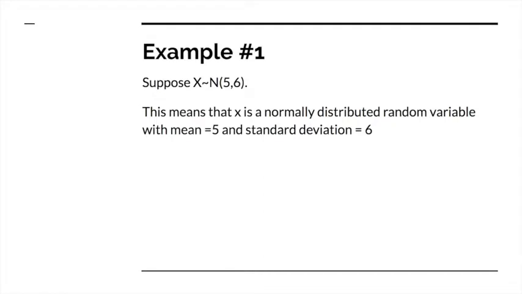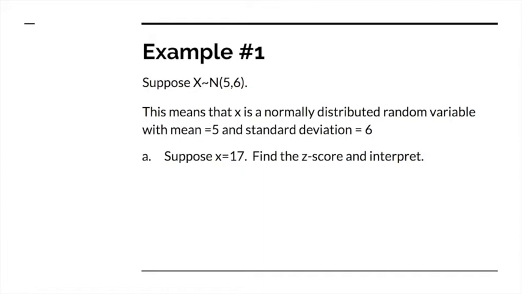All right, so just to give you a brief example here. Suppose we have a random variable x that is distributed as a normal distribution with a mean of 5 and a standard deviation of 6. That tells us that we have a normally distributed random variable, mean of 5, standard deviation of 6. So let's find a couple of z-scores and see if we can interpret what this means.